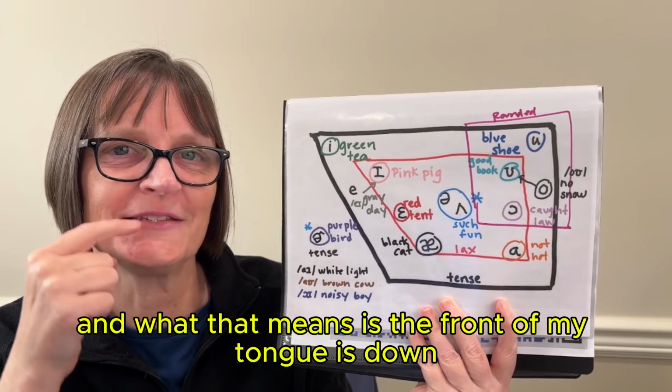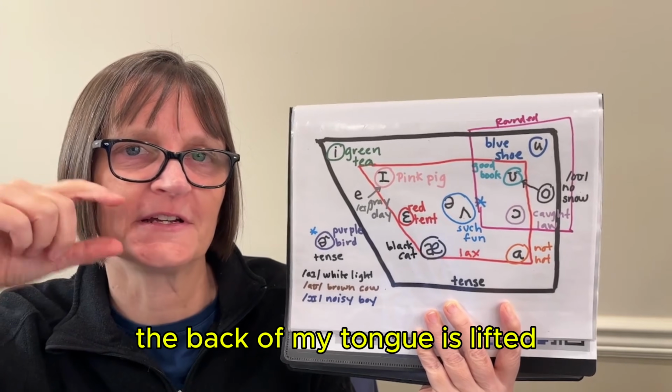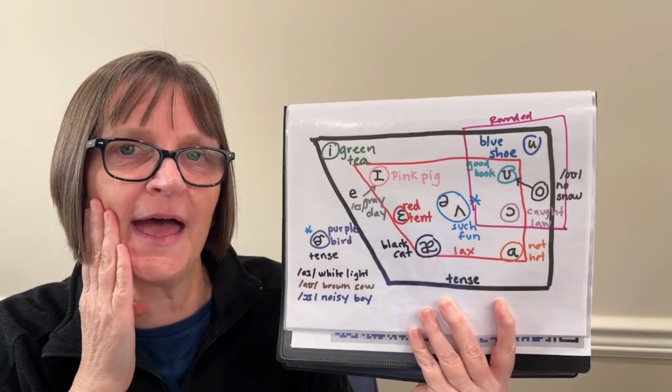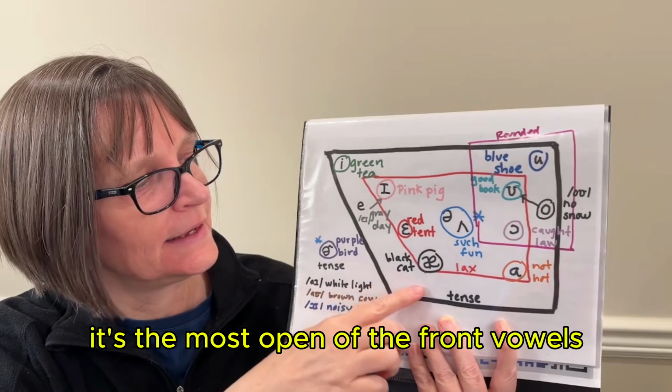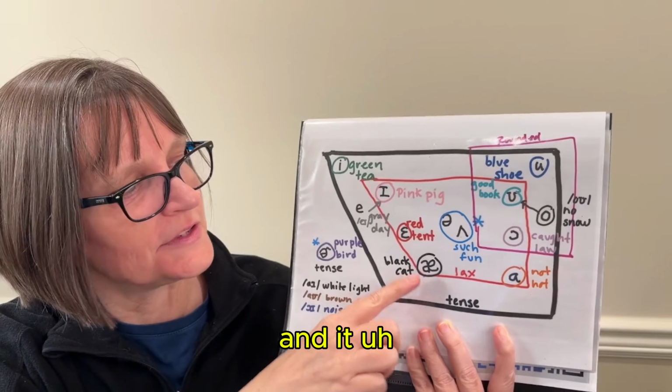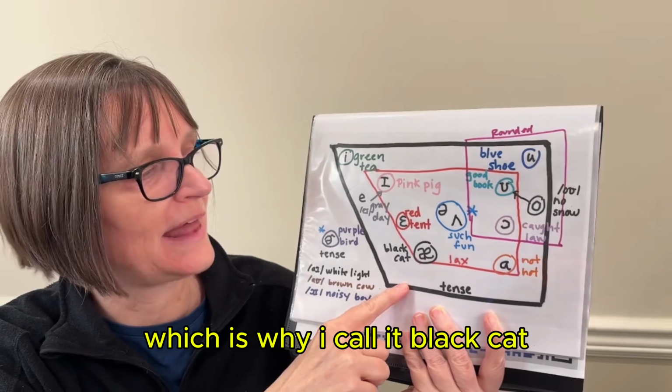And what that means is the front of my tongue is down behind the back of my teeth, the back of my tongue is lifted, and my jaw is fairly open. A, cat, ba, bat. It's the most open of the front vowels, and it is typically spelled with letter A, which is why I call it black cat.